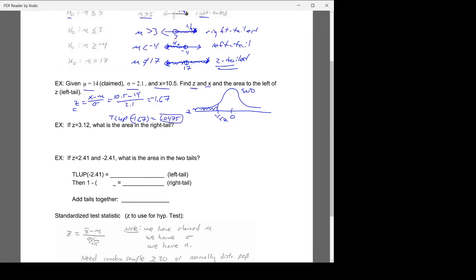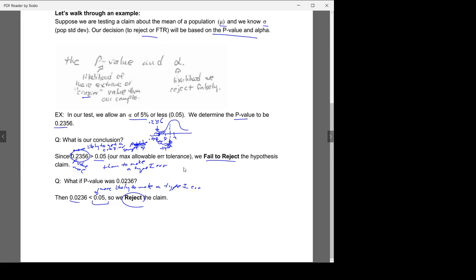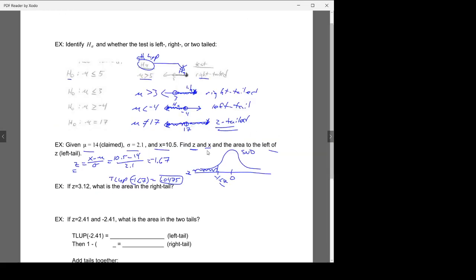So it says find the z and x. Well, the x is given. Find the z, we did that. And then the area to the left of the z for the left tail test. And you can see that's less than a 5% alpha. So in this case, we would, what do you think? If the alpha is greater, right here, we reject. So in this case, if it was a 5% alpha, we would reject.